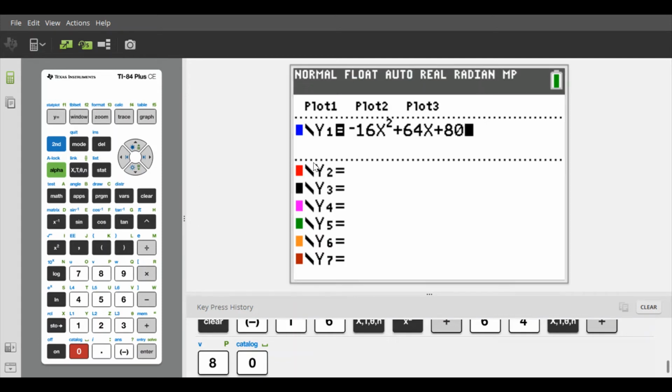Alright class, I'm over here at the calculator. I've already typed the function in. Take a second, type it in if you'd like to and follow along with me. The function is negative 16x squared plus 64x plus 80.